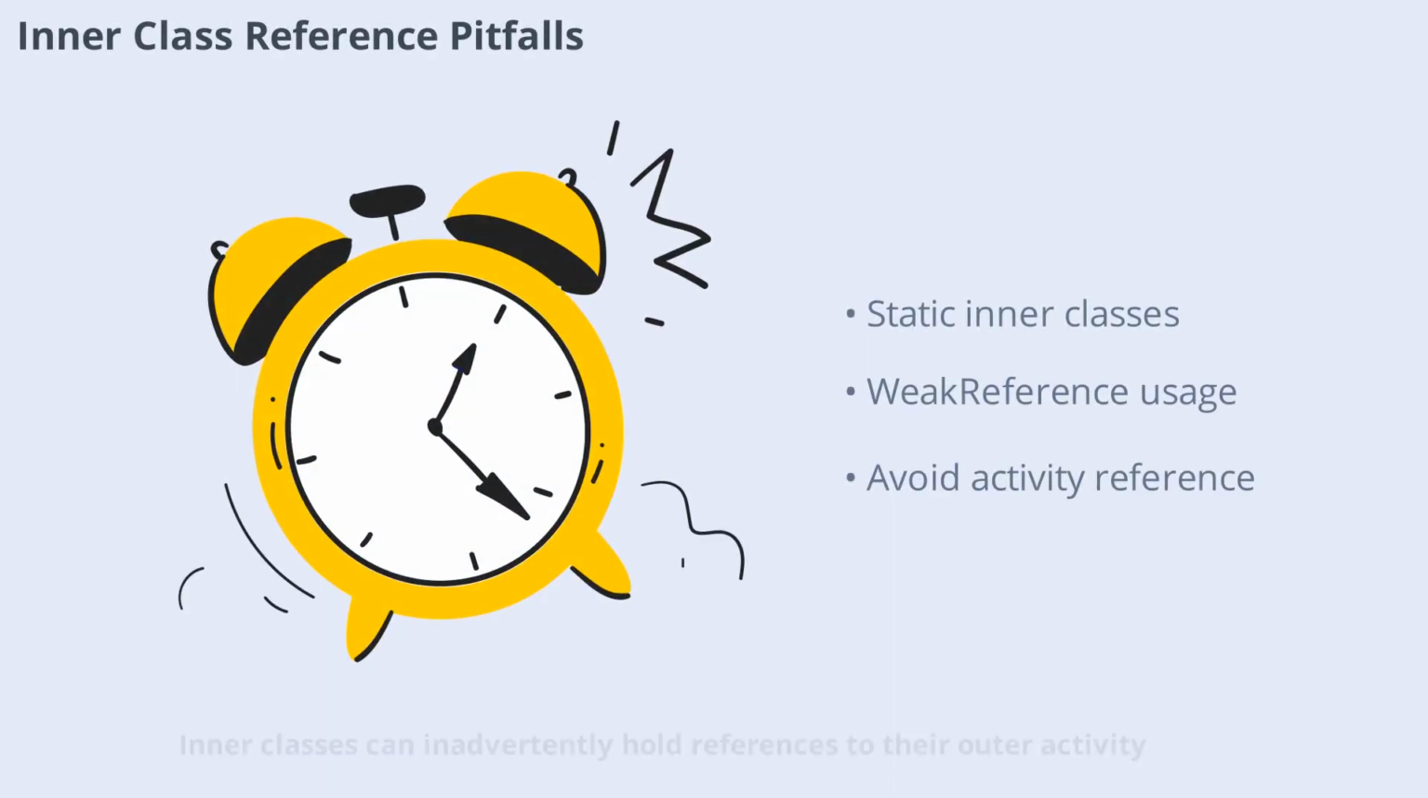Inner classes can inadvertently hold references to their outer activity, causing leaks. Avoid creating static variables of inner classes and never pass activity instances directly. Instead, make inner classes static and use weak references for views or activities. This allows the garbage collector to reclaim memory when needed, preventing leaks and improving app performance.